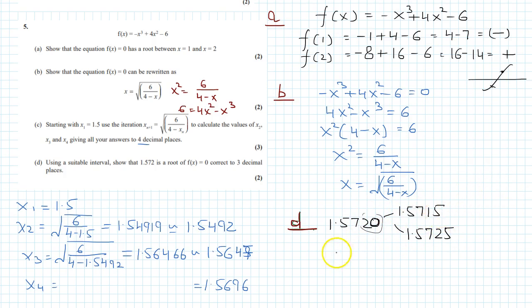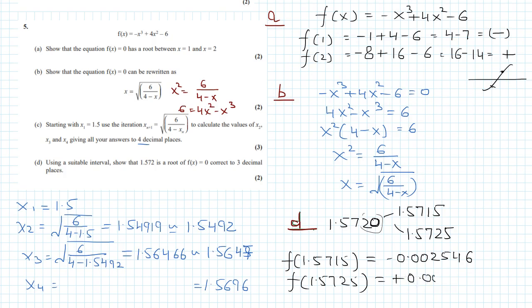So if I put these values, what I'll get is f(1.5715) is equal to minus 0.002546. And when I write f(1.5725), I am getting plus 0.0026. So it shows that there is a sign change. The curve is having a root in between these 2 points.